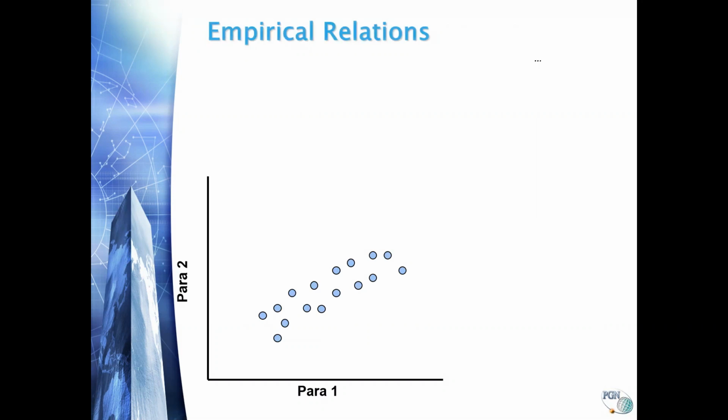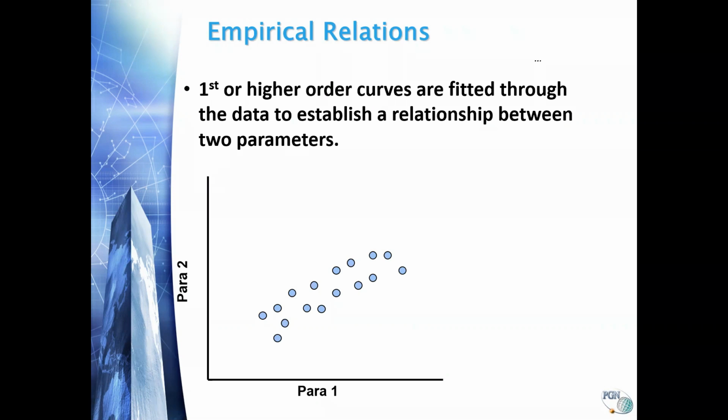So here we can see we have two parameters, 1 and 2, and they have been cross plotted. And if we have the first order equation pass through it, it means this would be the equation, and you can see it has a slope, it has an intercept, and this would be the equation.